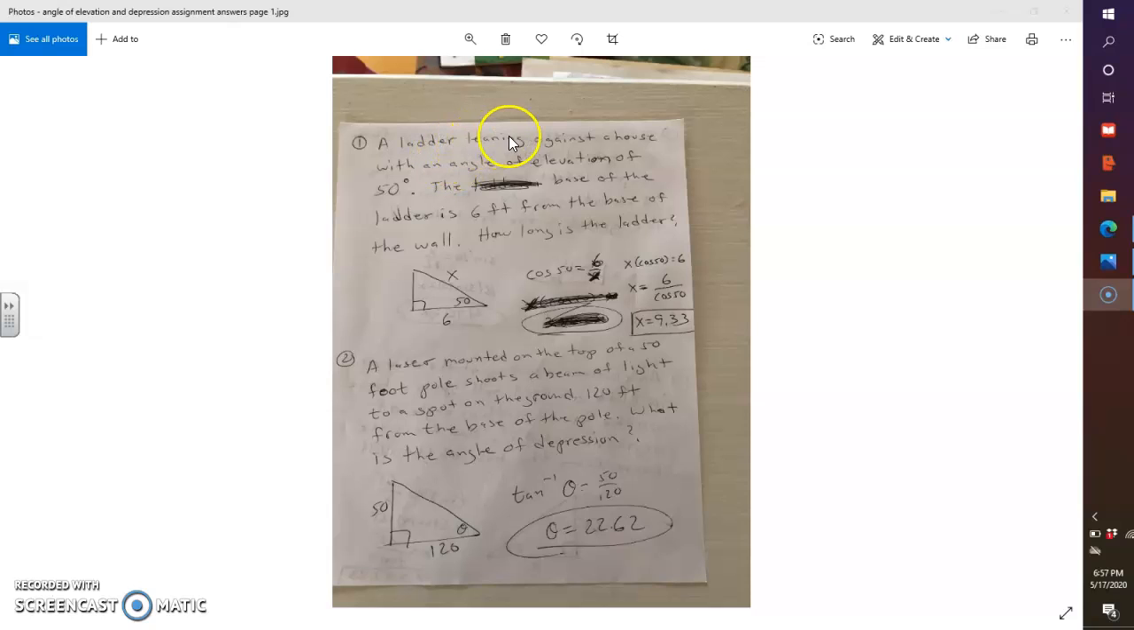Now, first and foremost, whenever we have an angle of elevation or angle of depression, every single time the angle needs to go down here. Here we were looking for it, the angle goes down here. That's consistent. But we really need to understand what the question is saying.